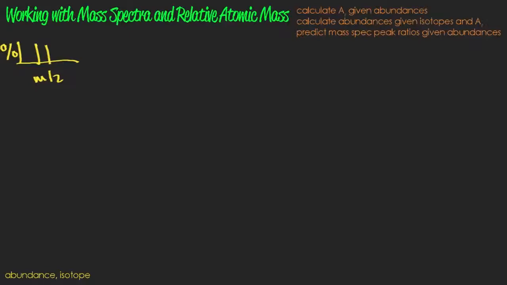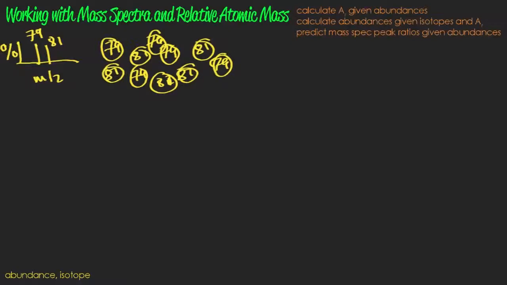And I'm sorry I haven't drawn it exactly right, but let's imagine that we've got two peaks of equal height. One's at 79 and one's at 81. And if we were to imagine sending 10 particles into this mass spectrometer, 10 particles in total, what we're going to want to do is work out what is the average mass of these particles.